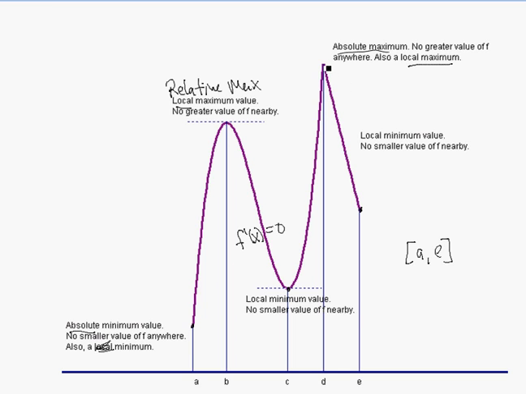Sometimes, you notice on this one, the absolute max is on the interior of the interval. So it's in between a and e. So it can be in the middle of the interval, or it can be at the end of the interval. Notice that the absolute min is at the beginning of the interval, or at an endpoint of the interval. So that's why you always check your endpoints and then check when the derivative is equal to 0 and when the derivative doesn't exist.